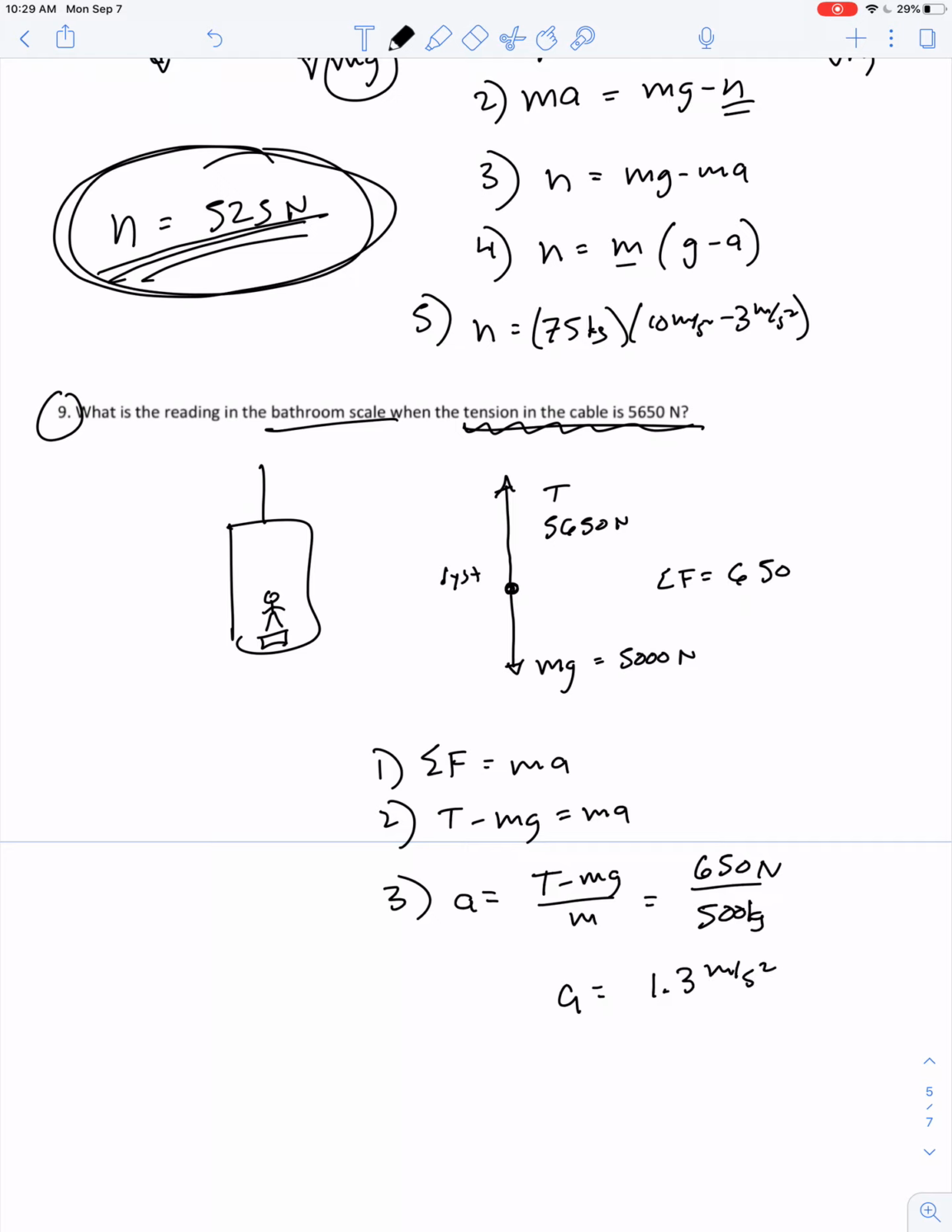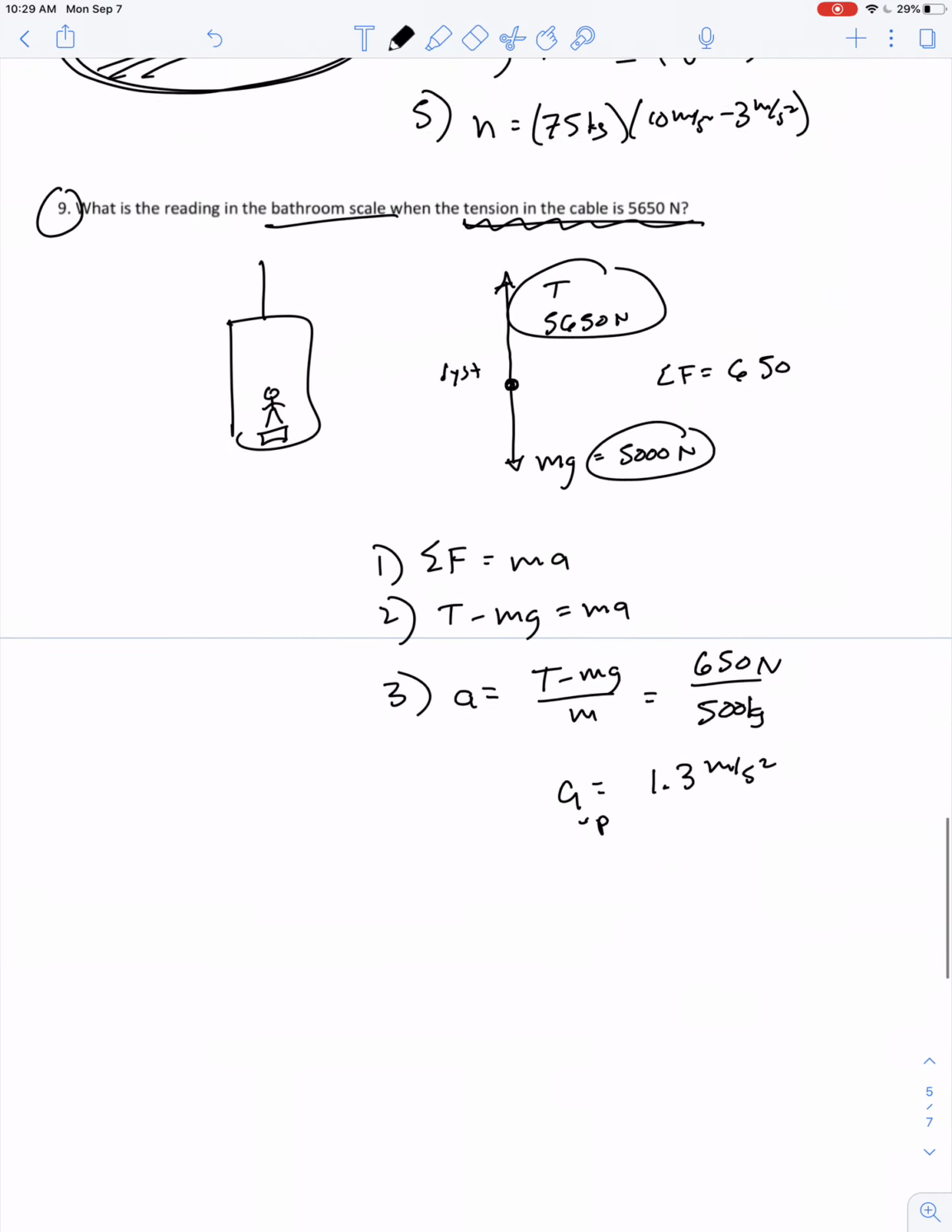And without a doubt, since the upward force is larger than the downward force, that's an upward acceleration. Now, it doesn't necessarily mean upward motion. It just means upward acceleration. It could be a case where the elevator is slowing down as it moves downward. Of course, this could also be a case of speeding up as the elevator moves upward.